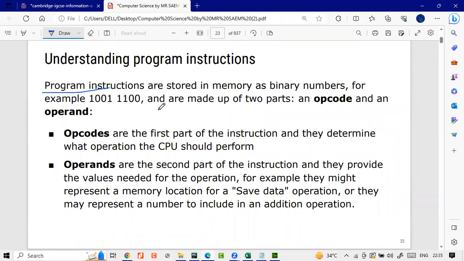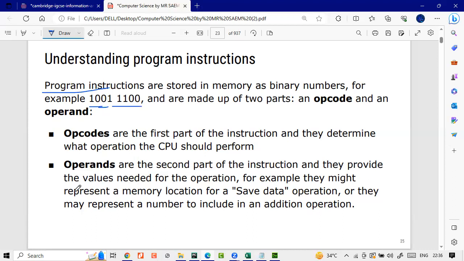Now there are two parts in program instructions that we have. This is very interesting. One is the opcode and one is the operand. Opcodes are the first part of the instruction, and they determine what operation the CPU will perform. So opcodes are actually operations. The second part of the instruction is the operand. It includes the values needed for the operation.